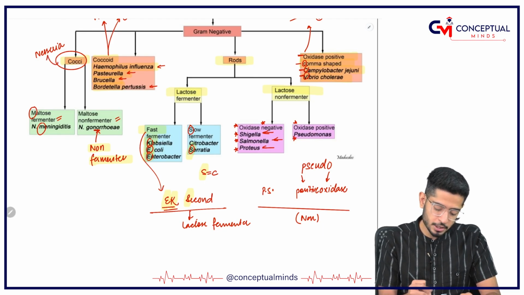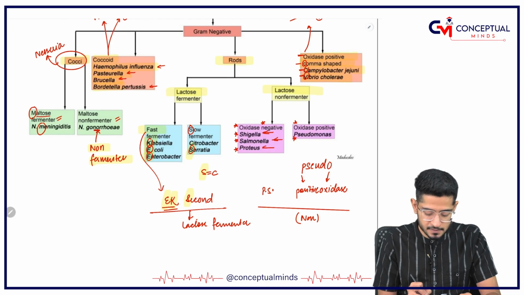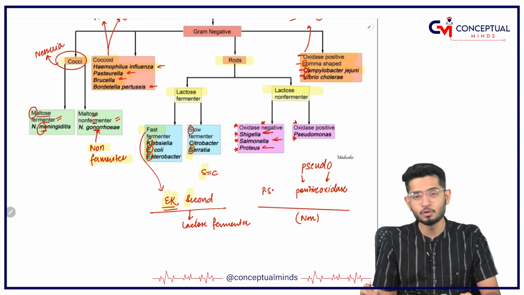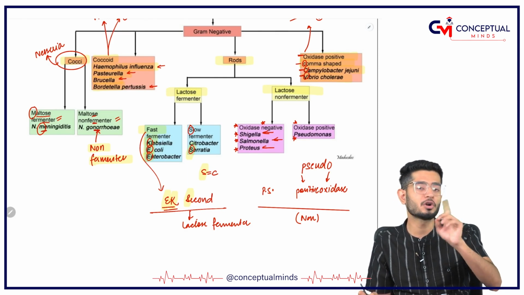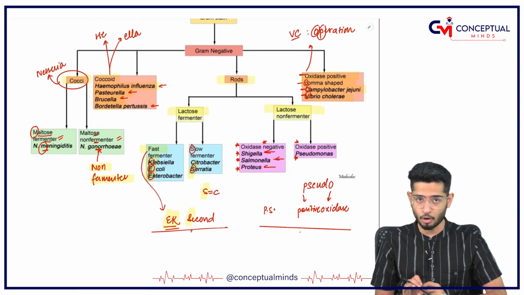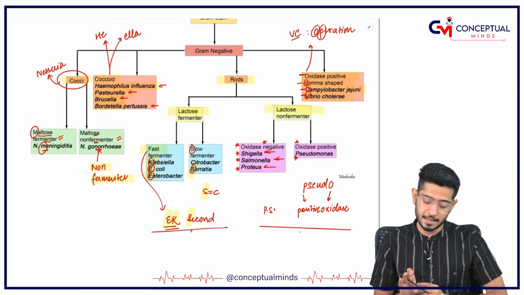So basically in cocci you have Neisseria. The Neisseria which is maltose fermenter is Neisseria meningitidis, and which is non-fermenter is gonococcus. So no, I am not going to get fermented, that is non-fermenter. Next you have coccoid. In coccoid, the examples are Haemophilus and Brucella.